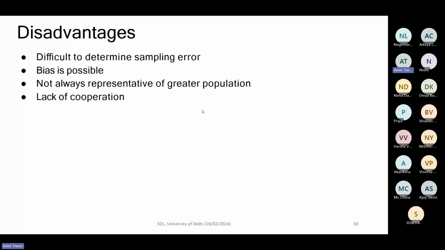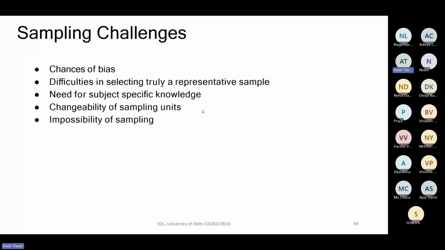Then there are some sampling challenges, like the chance of bias. Difficulty in selecting a truly representative sample is another challenge. The need for subject-specific knowledge is required. The researcher should have specific subject knowledge. Otherwise, generalizability will not be possible, and you will not be able to identify the domain experts or the real representatives.